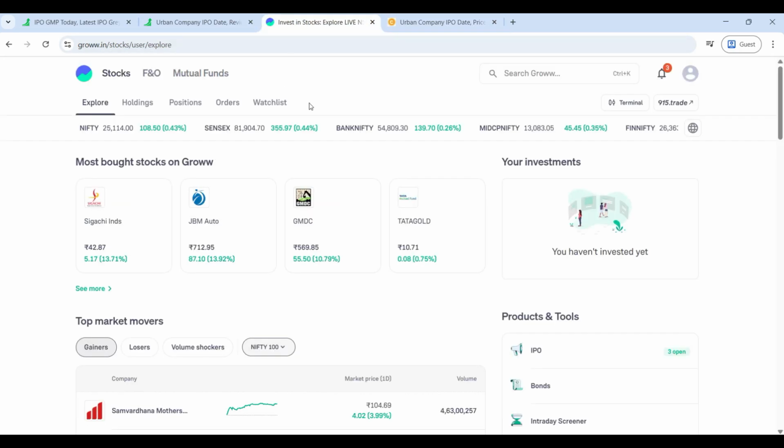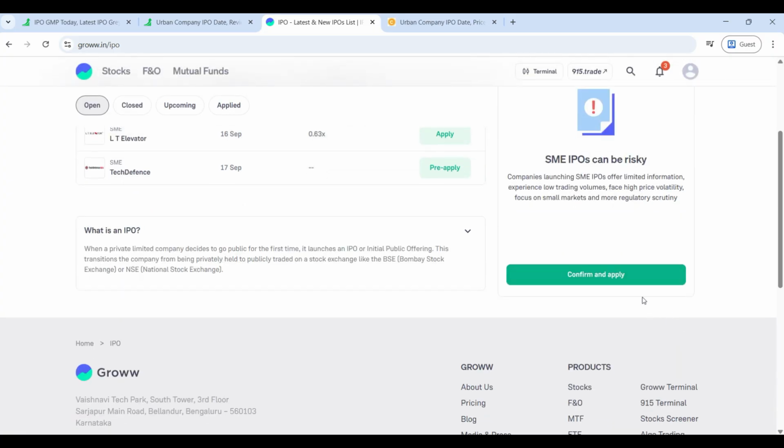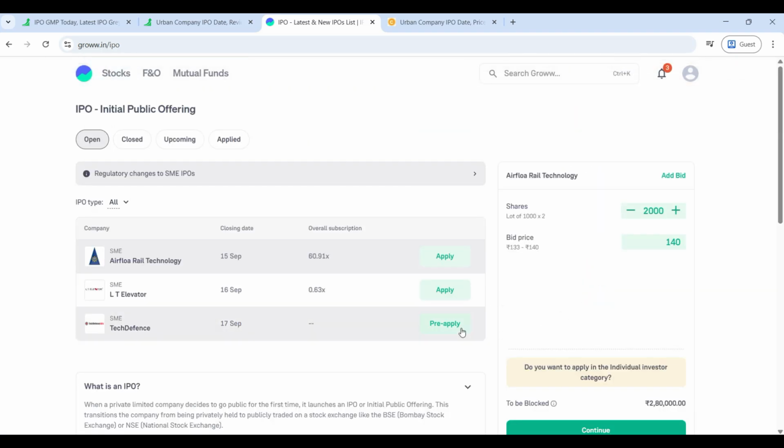Now, if you go to your broker account, I have opened Groww here because many of you hold a Groww account as far as I know. So if you open your broker account, Groww, Zerodha, or whatever you have, here you will find something called IPO. Once you click that, we look for this Airflow Rail Technology, whose IPO date is still there. So you can go there, click apply, and confirm and apply.